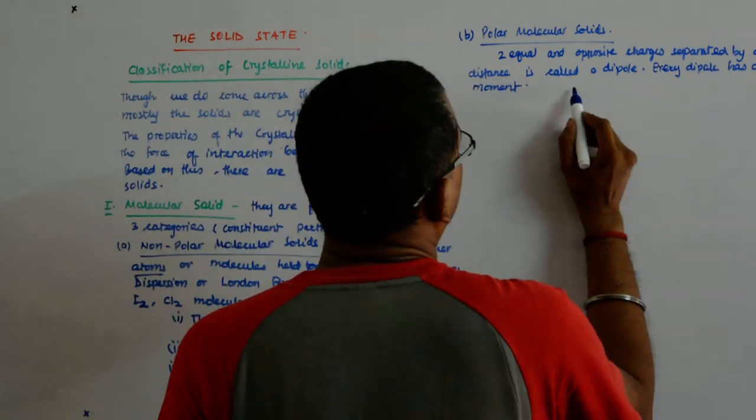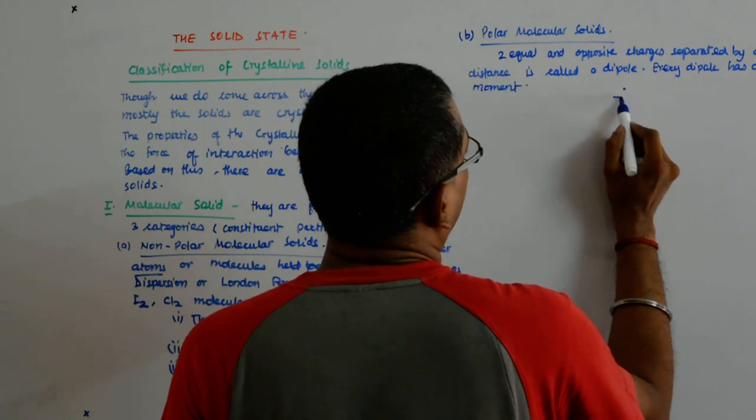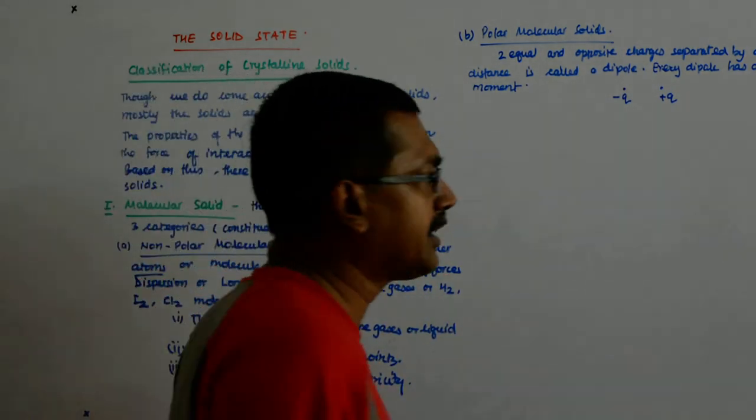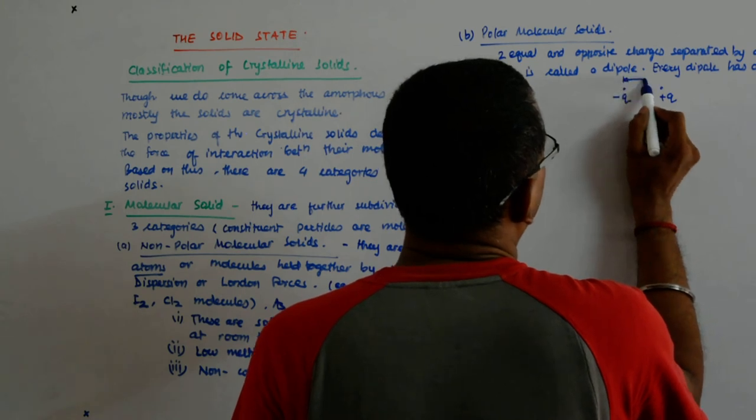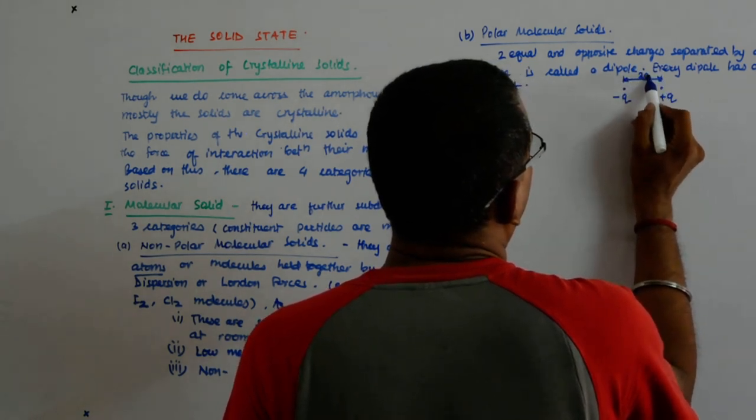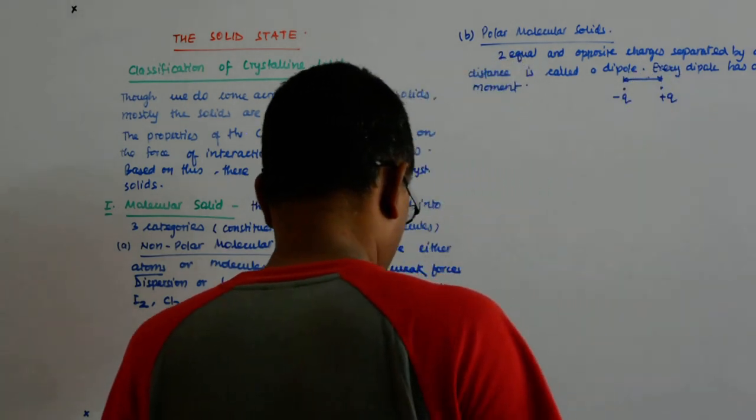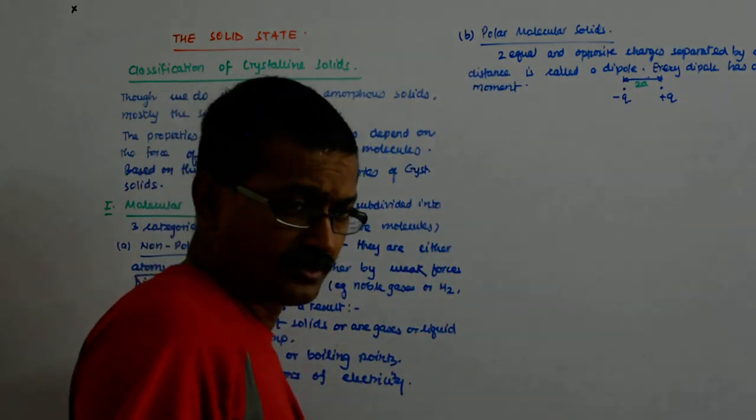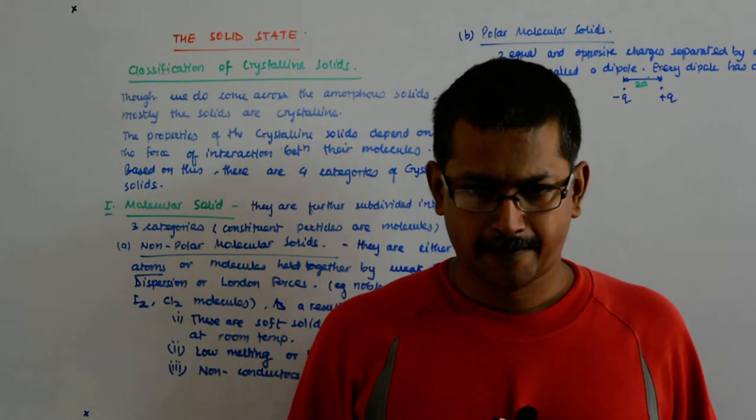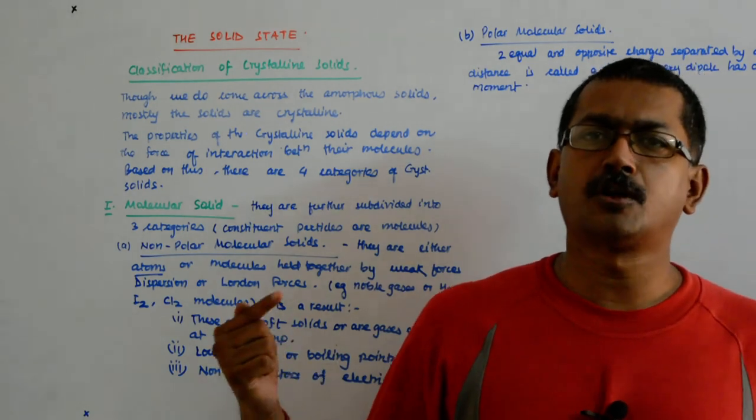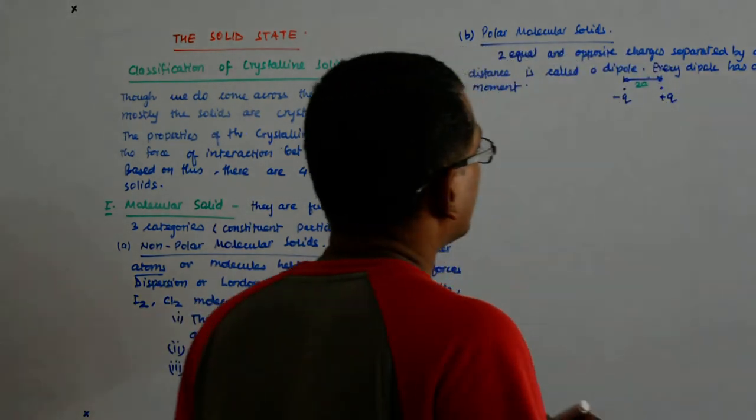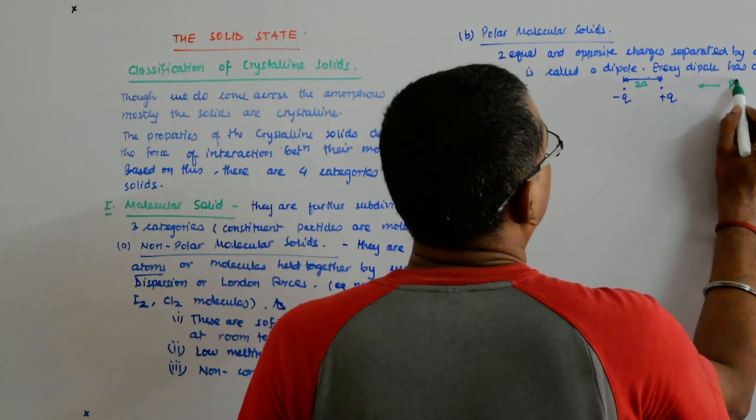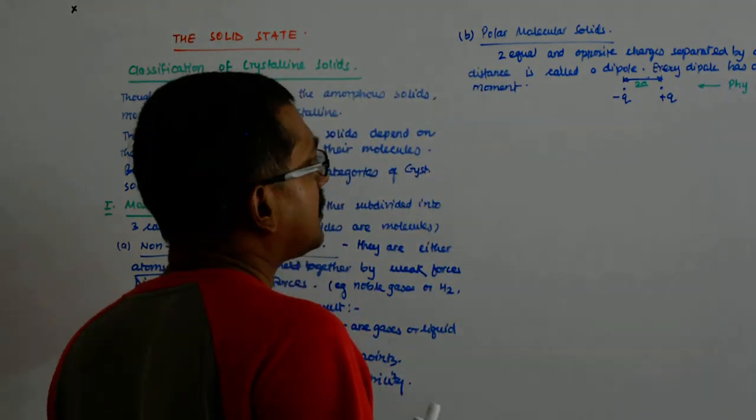And dipoles are, say suppose you have minus Q here and a plus Q here, and they are separated by a distance 2a. Now be careful, try to understand. In physics, the direction of the dipole moment is from the negative to the positive. Okay, so for physics the direction is like this. This is physics. For chemistry, the direction is like this.